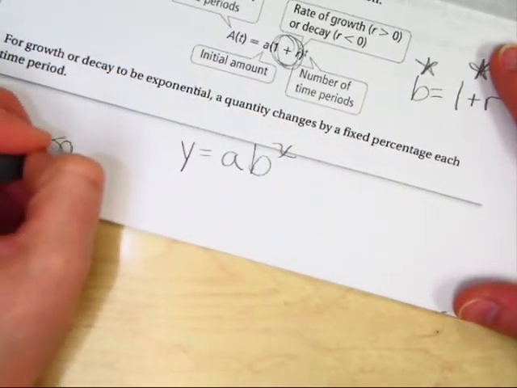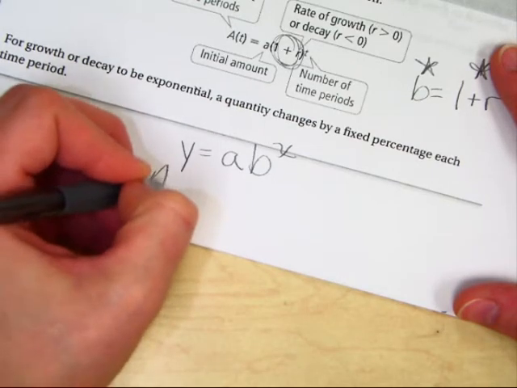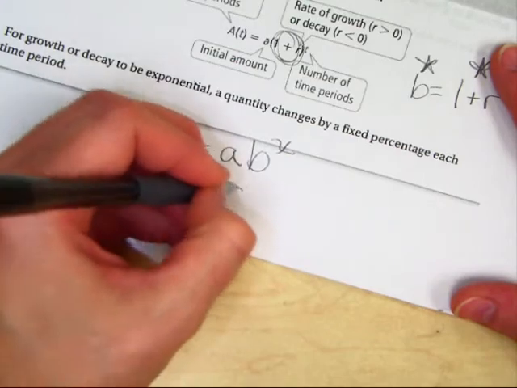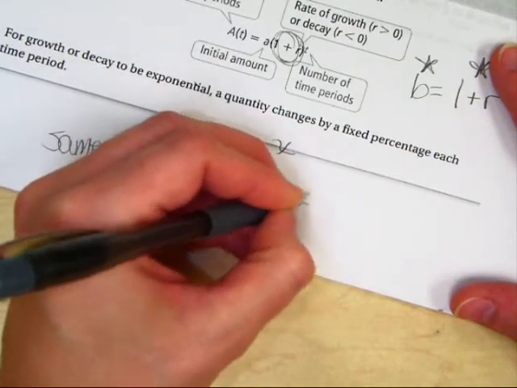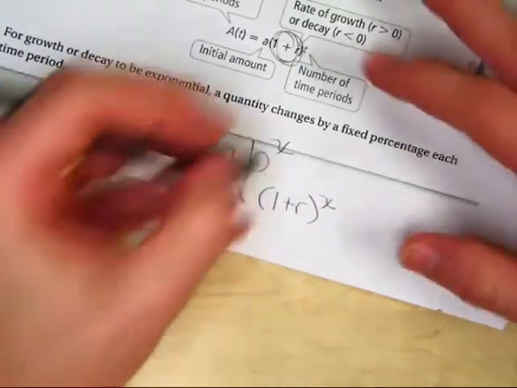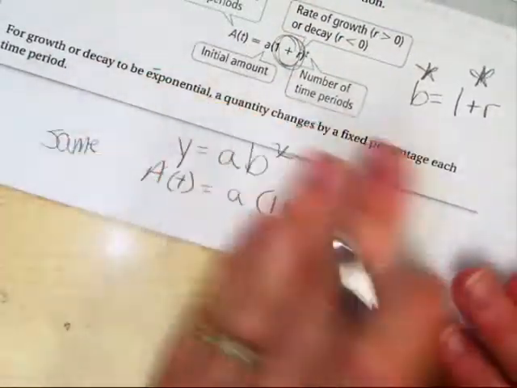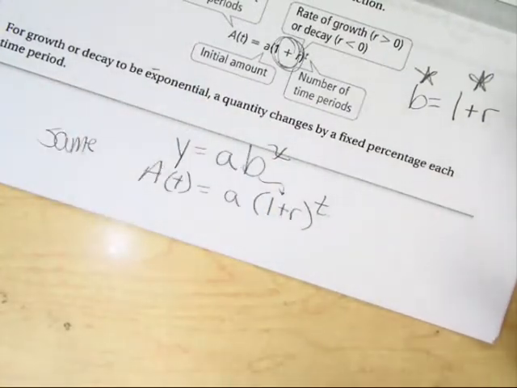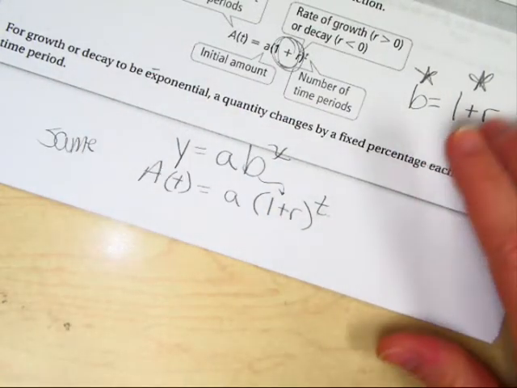That is the same thing as amount of t, that's just a fancy way of writing y, equals a times the 1 plus r to the x. Well, I guess they use the letter t. These are the same things. Don't get confused. B just becomes something a little fancier, which we've been doing more or less in our head.